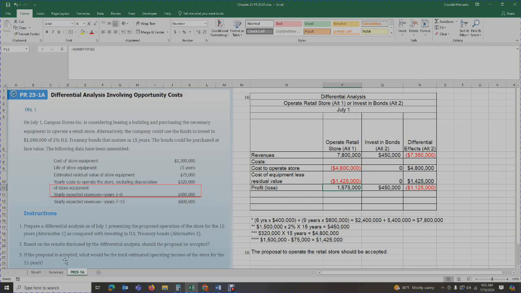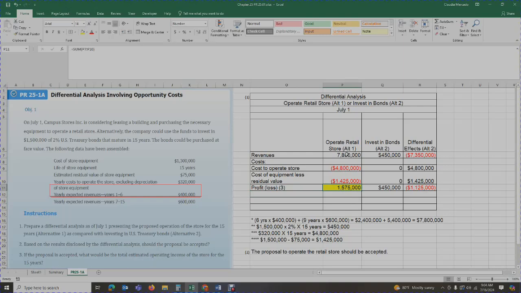Now, if the proposal is accepted, what would be the total estimated operating income for the store for the 15 years? Well, we've already done all of the math. If the proposal is accepted, this is requirement number 3 here. Let me put the 3 here. So requirement number 3 would be calculating the operating income.